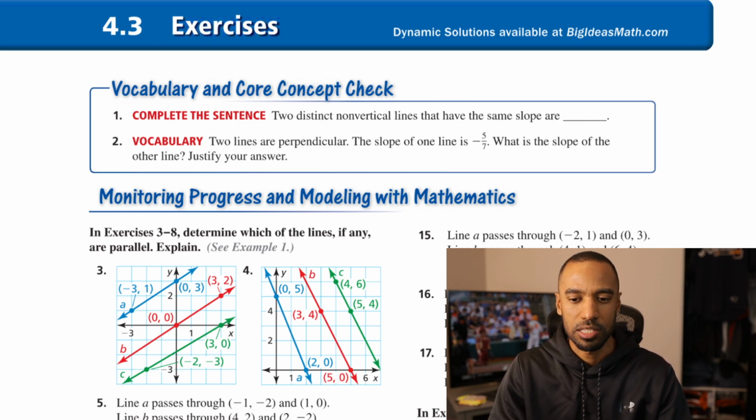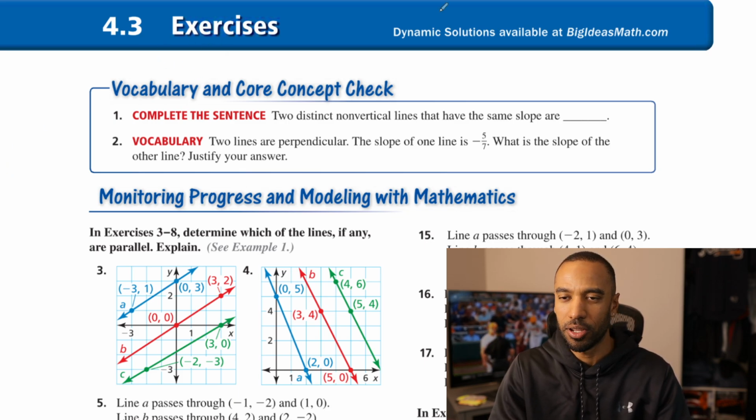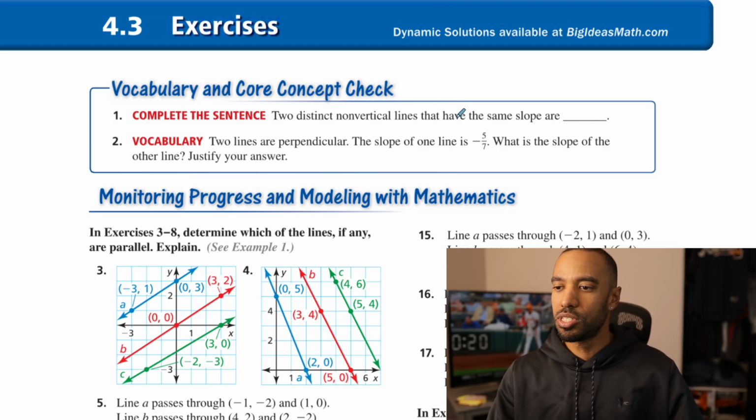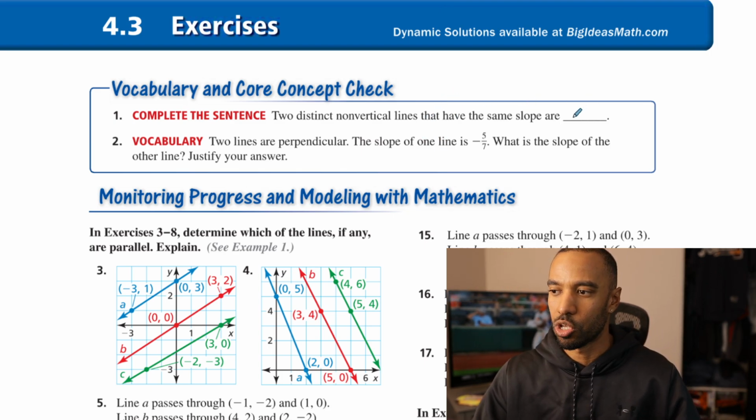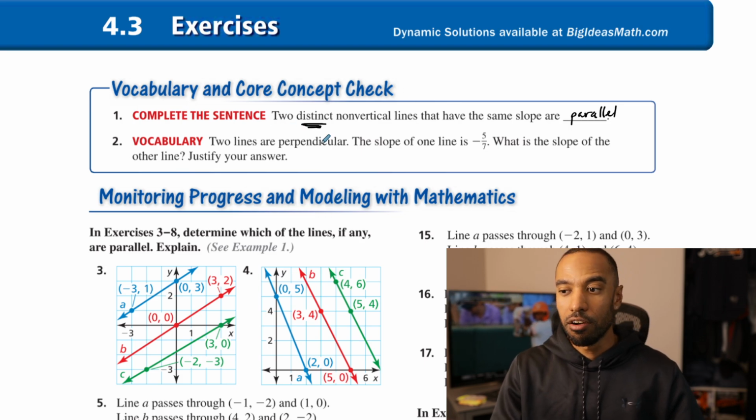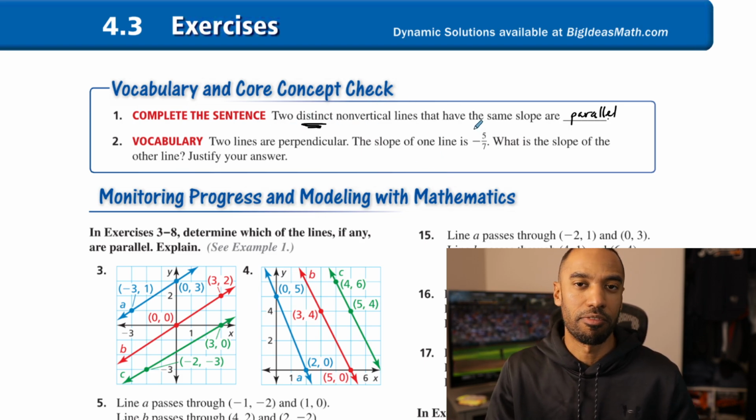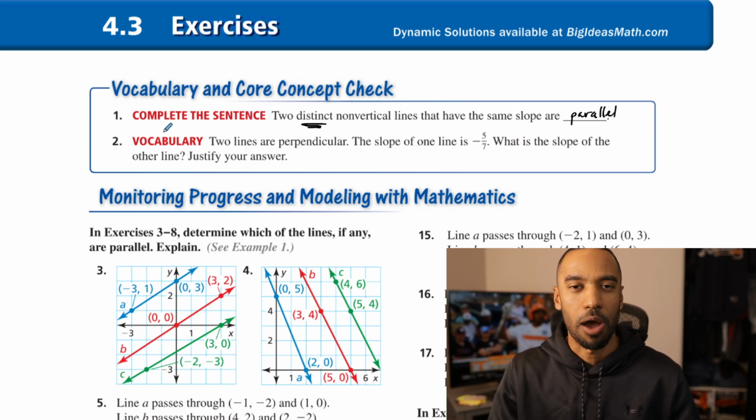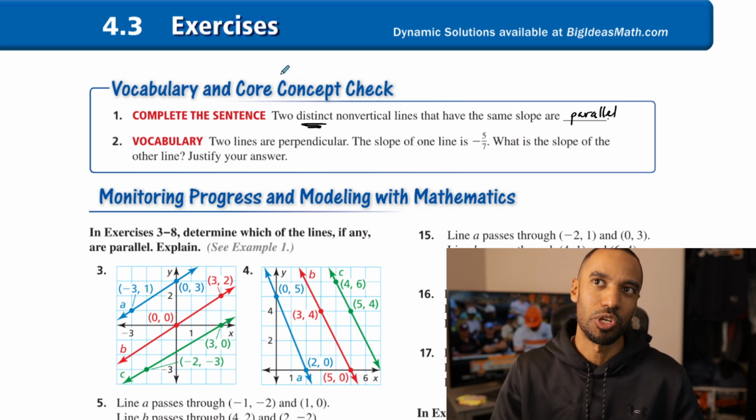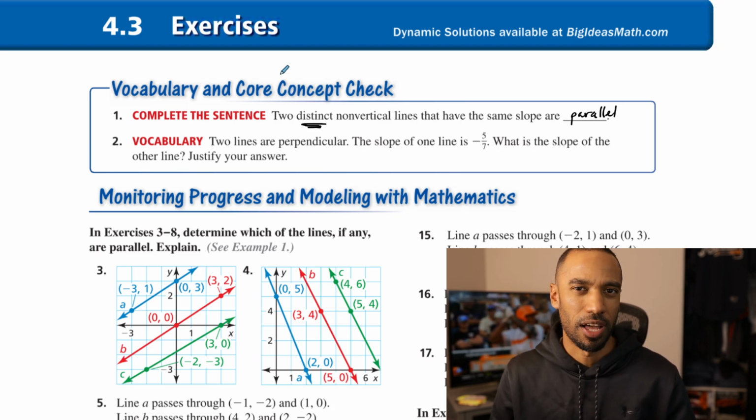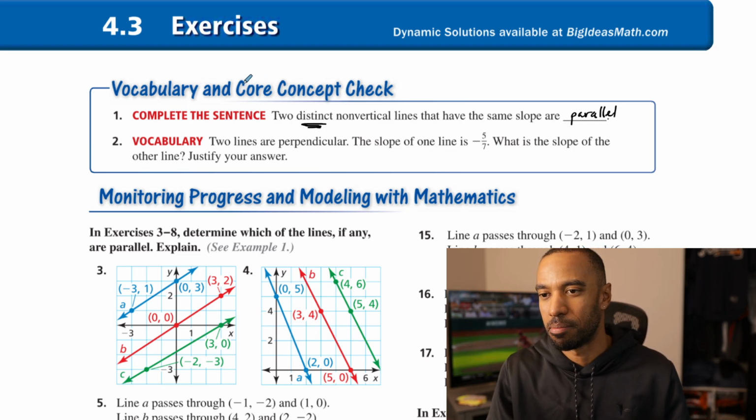All right, so that's the end of the lecture portion. Let's jump into the vocabulary and core concept check. We have question number 1, complete the sentence. 2 distinct non-vertical lines that have the same slope are parallel. Now, they stated distinct. That's one of the things here, right? They can't be the same. Vertical lines are also parallel, but vertical lines don't have slopes. That's why they're being very specific about that. I would probably say it kind of almost the other way. I'd say like 2 unique lines that have the same slope are parallel, with the exception of vertical lines because they don't have slopes, but it's the same answer.